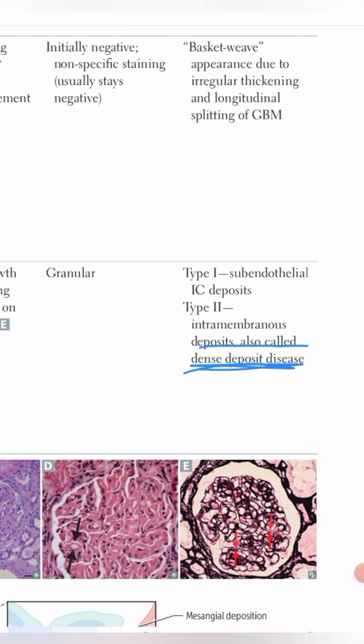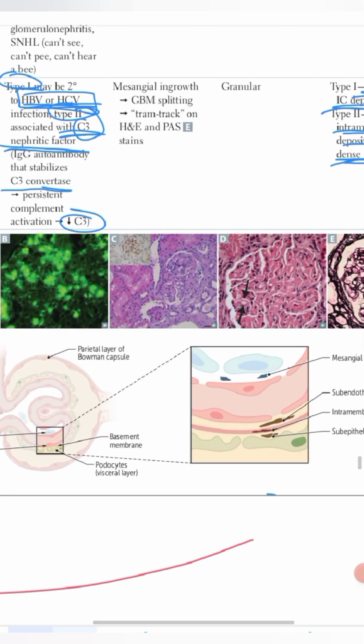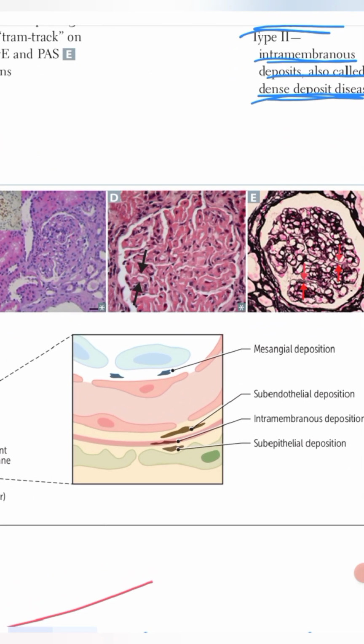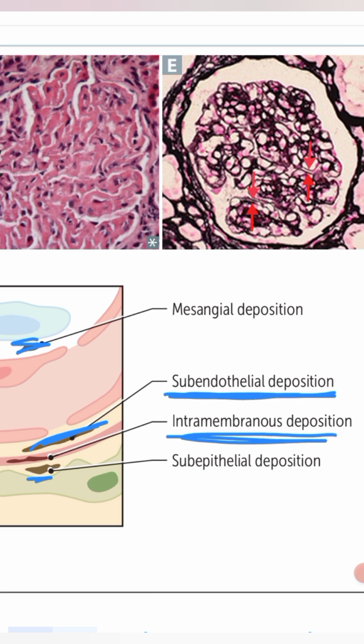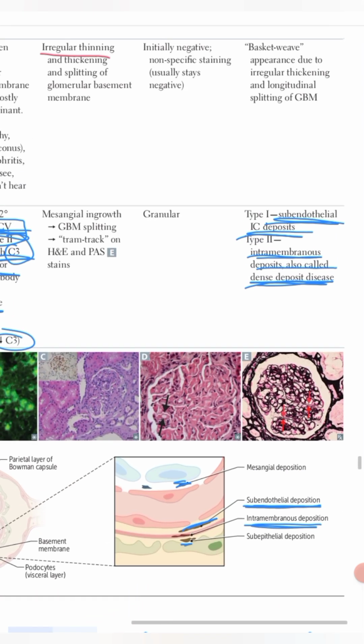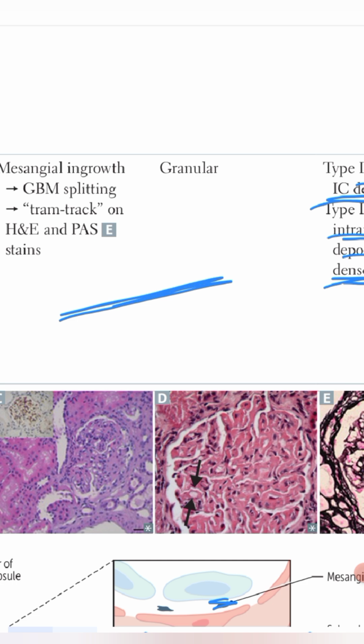In type 1, there is deposition of subendothelial immune complex deposits, and in type 2, there are intramembranous deposits. Here they are showing the different kinds of deposits. These are the mesangial deposits, these are the subendothelial, intramembranous, and the subepithelial. So in type 1, there will be subendothelial deposition, and in type 2, there will be intramembranous deposition. What will happen is that this is the basement membrane, and in this type, there will be splitting or doubling, you can say double contour of the basement membrane.